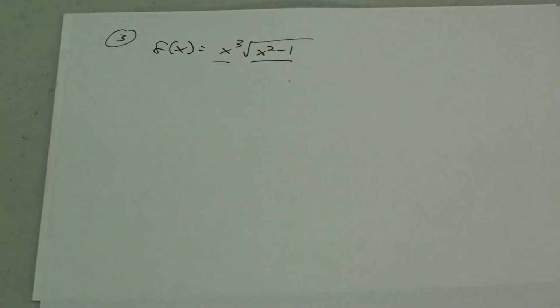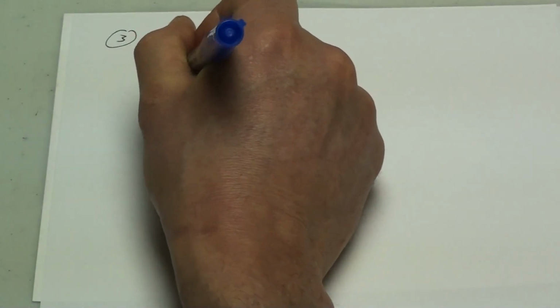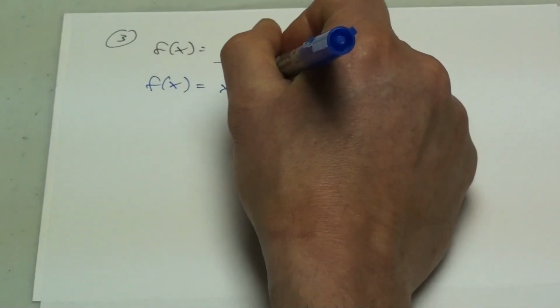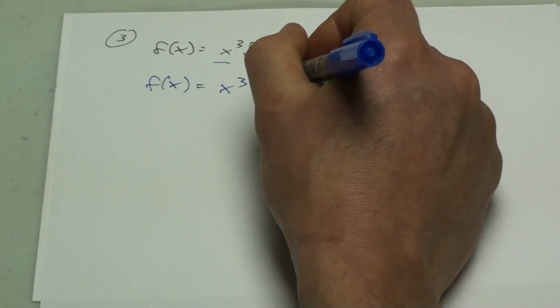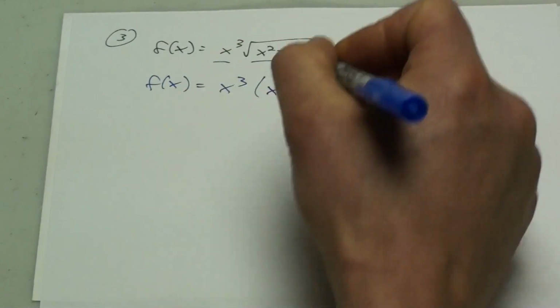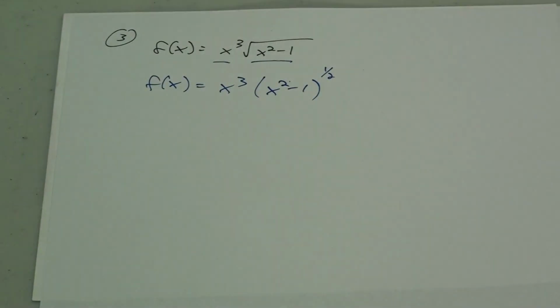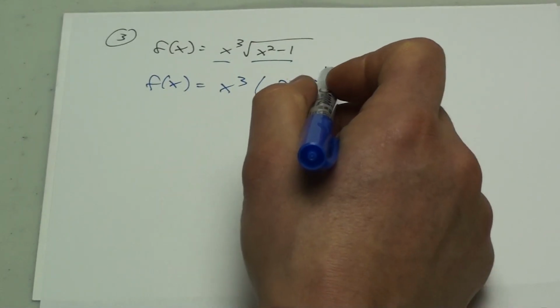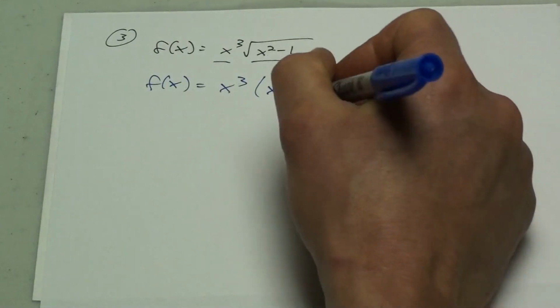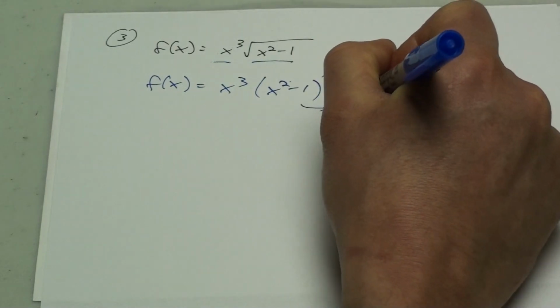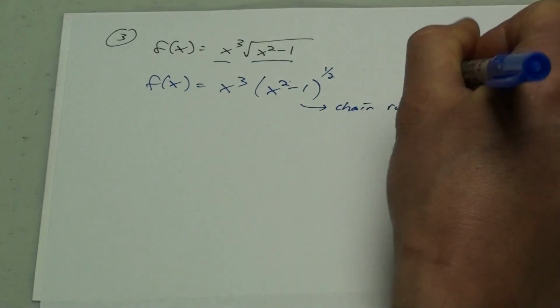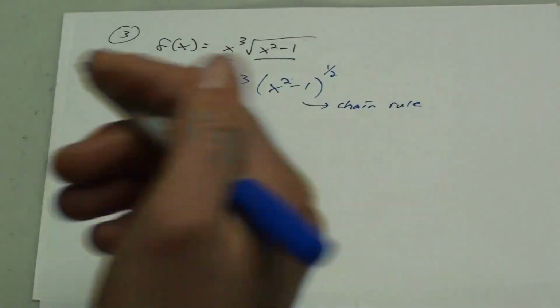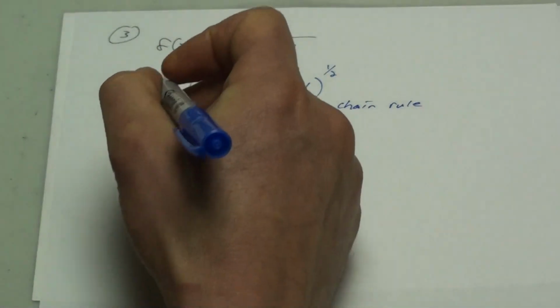I've got to get rid of that square root. So my original function is x cubed multiplied by x squared minus 1, but the square root is really to the exponent of 1/2. So here I have the first function, second function. My second function is to an exponent itself. That's what tells you you need to use the chain rule. So here I have the chain rule inside of the product rule.